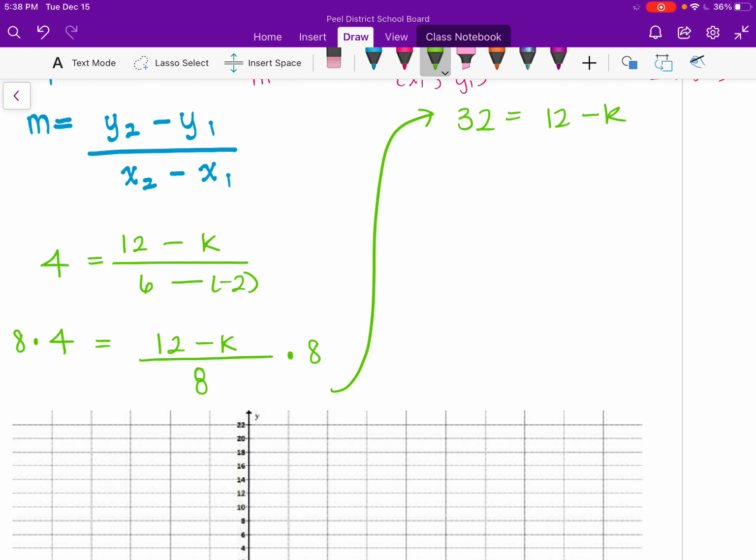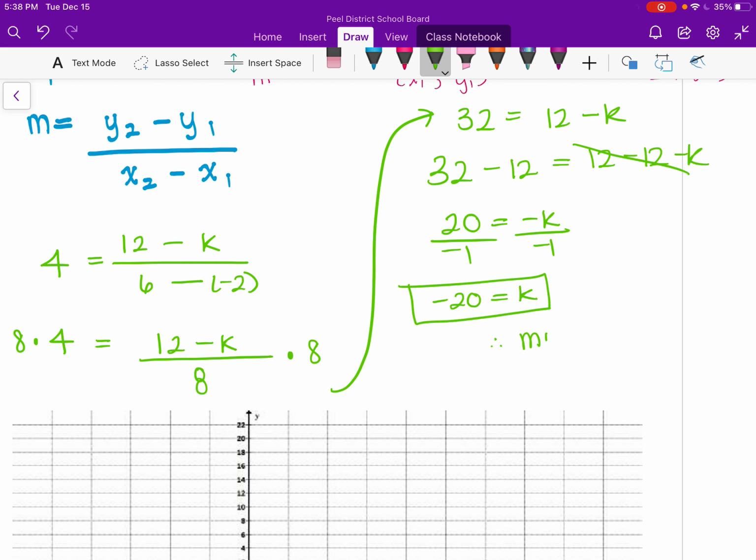I want to get the k by itself, so I'm going to bring the 12 over. So 32 minus 12 equals 12 minus 12 minus k. 12 minus 12 cancels each other out. 32 minus 12 will give me 20. I'm left with negative k. I want to get rid of that negative, so I'm going to divide both sides by negative 1. 20 divided by negative 1 gives me negative 20 equals k.